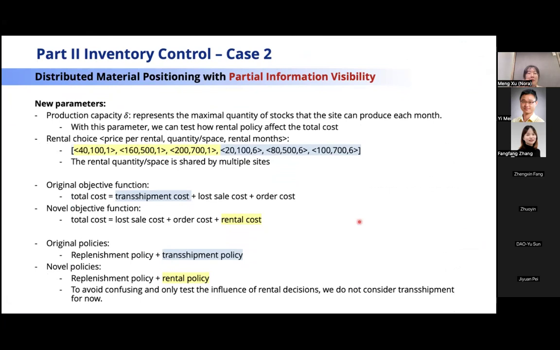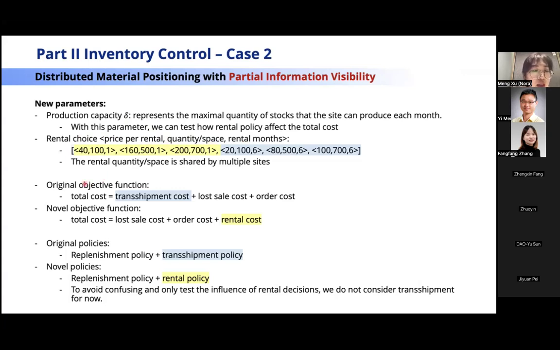So different from case 1, we add another parameter, which is the production capacity. And with this parameter, we can test how rental policy affects the total cost. And we provide some rental choices from other companies, and each includes three types of information: the price of the rental, the quantity of space of this rental, and also the rental months.